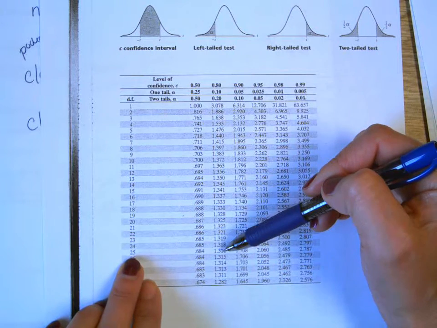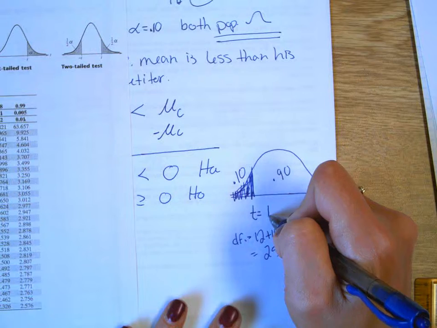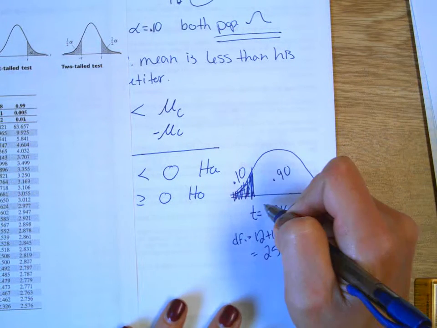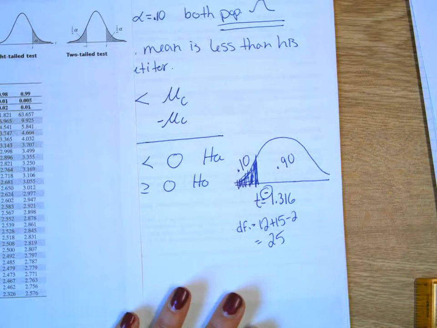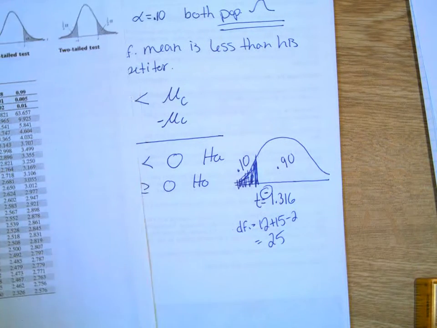So 1.316. There you go. You must have missed one on the test. No? Negative. A lot of people missed one on the test for not putting the negative in because of being in the left tail.